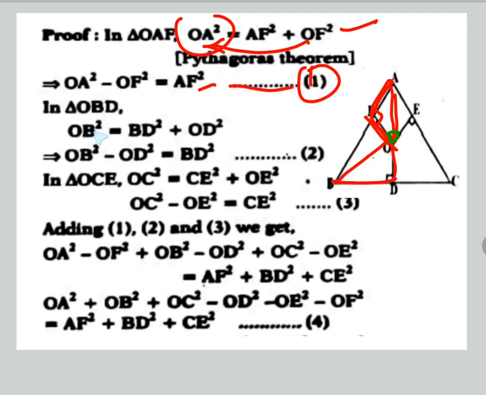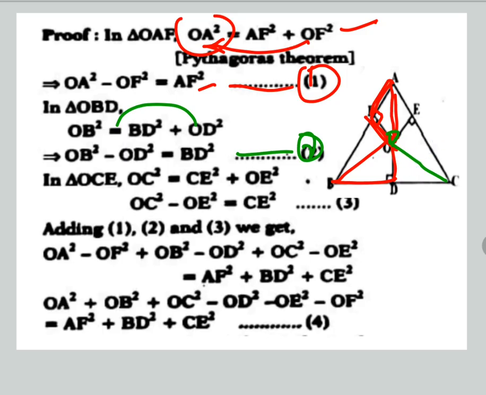OB square is equal to BD square plus OD square. Then BD square is equal to OB square minus OD square. This is number 2. And number 3 is OC square.